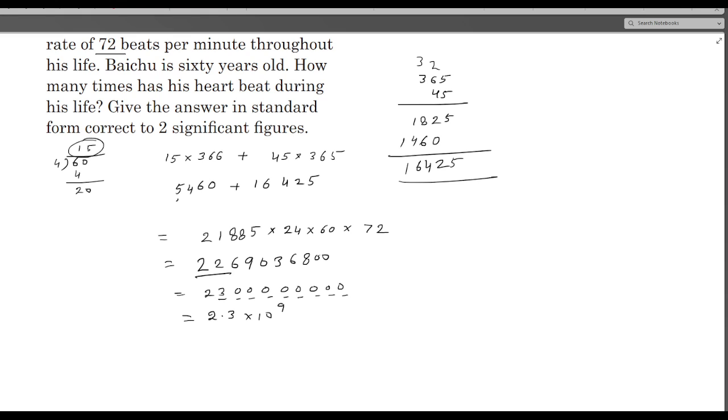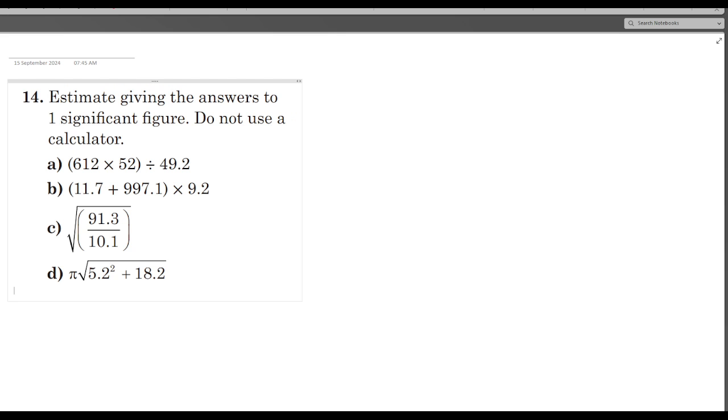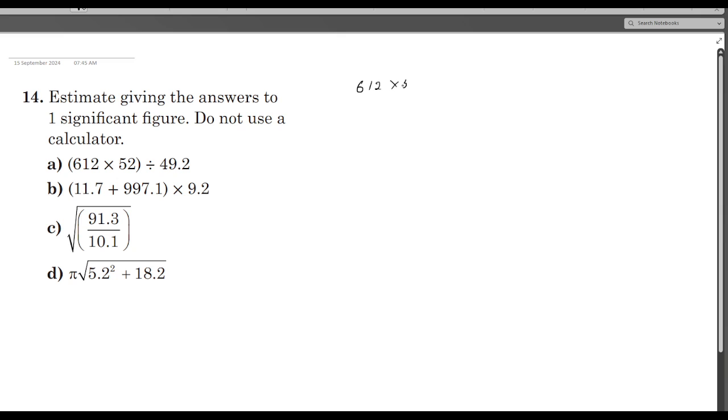Next question, question number 14. Question number 14 is: estimate, giving the answers to one significant figure. Do not use a calculator. 612 times 52 divided by 49.2.